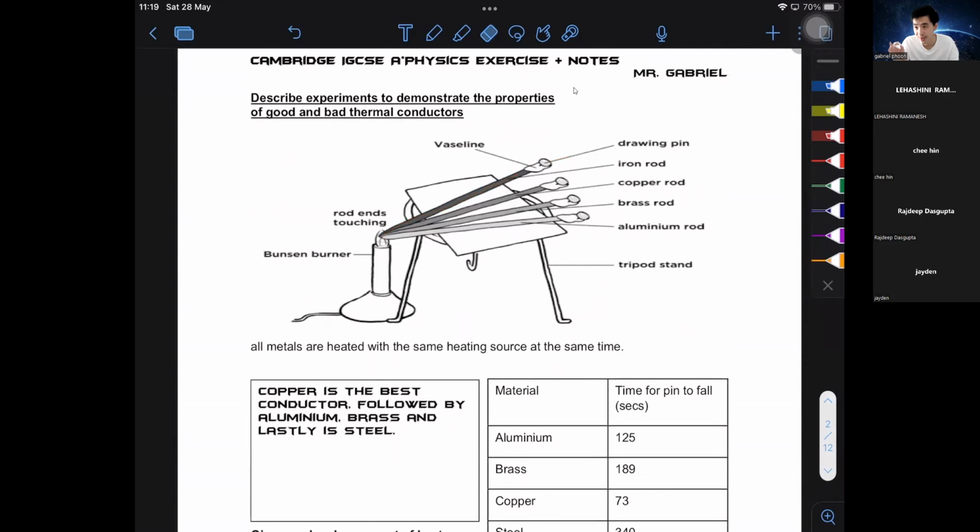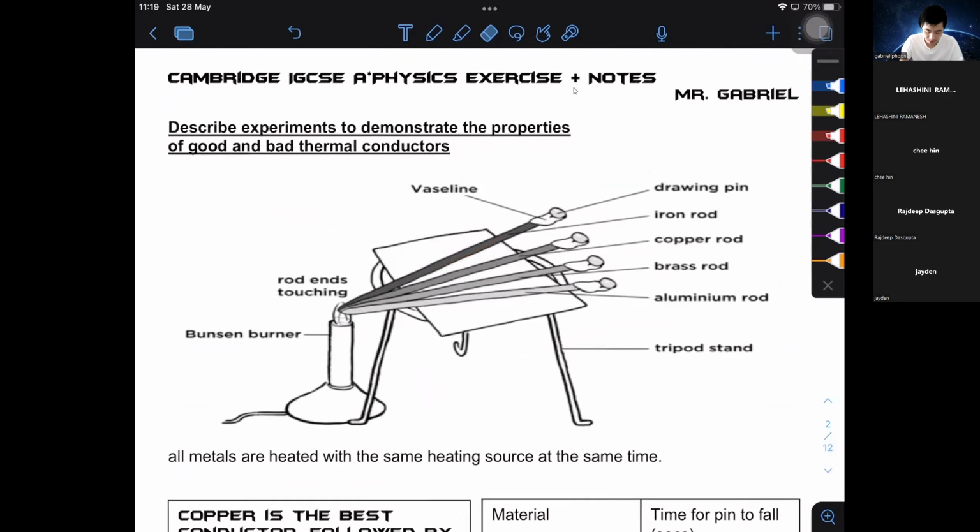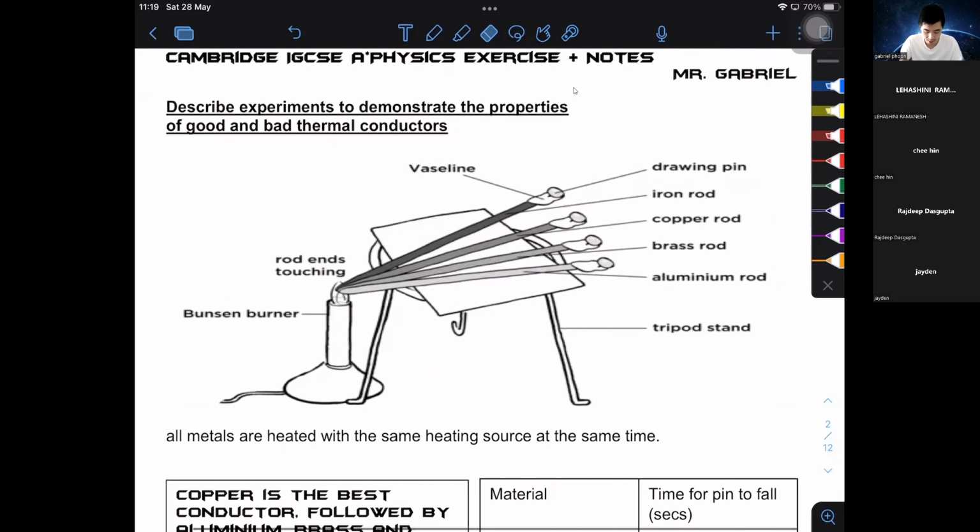which metal is a better conductor and which metal is essentially not such a good conductor. If you just look at the setup of this diagram here, guys, let me go through it one by one. Basically, we have a Bunsen burner here, right? This Bunsen burner is essentially heating up 4 different types of metals.